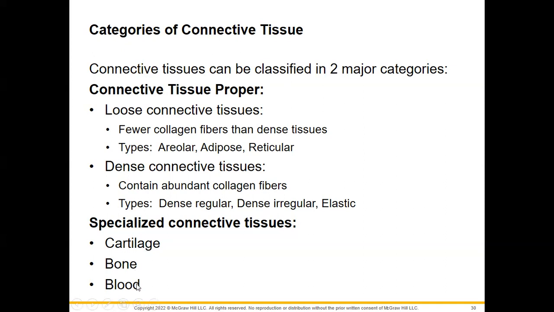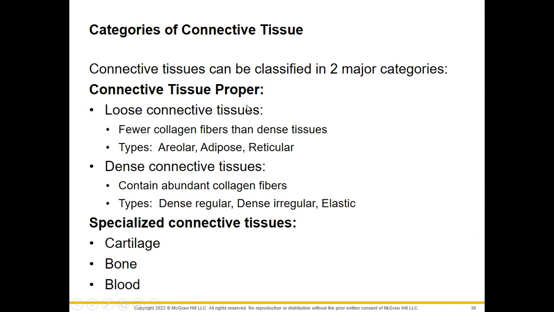Remember, we talked about connective tissue being the most abundant and the most varied type of tissue in the body. You know that bone is solid. You know that blood is liquid. And we know that cartilage is kind of a soft solid. All right, so those are going to be your specialized connective tissues. So connective tissue proper, you have loose and dense connective tissues.